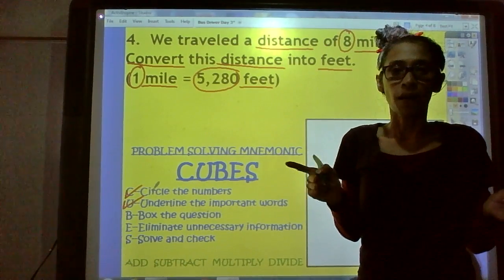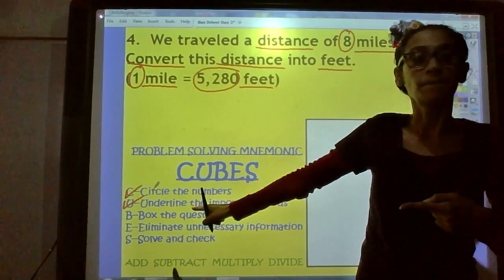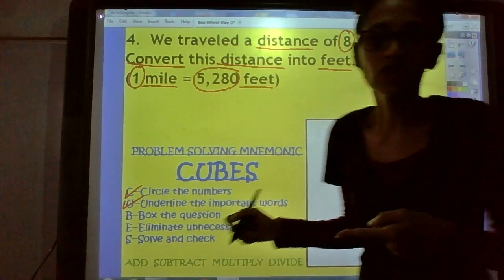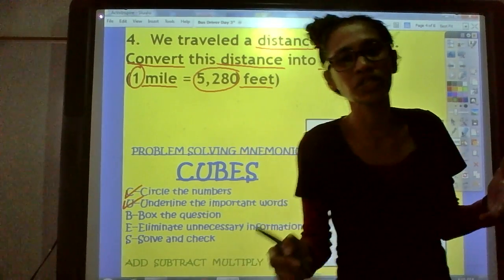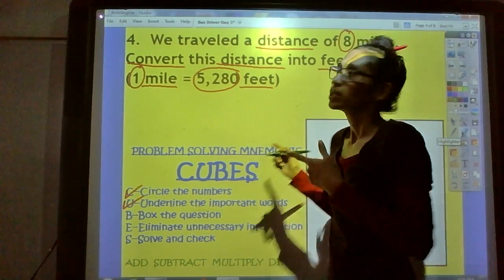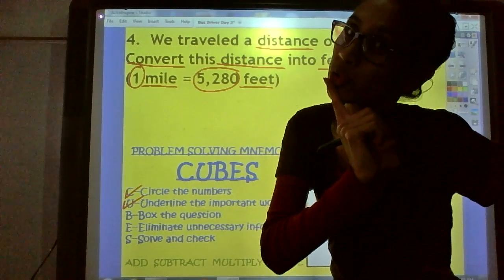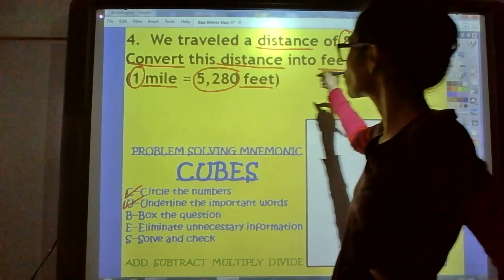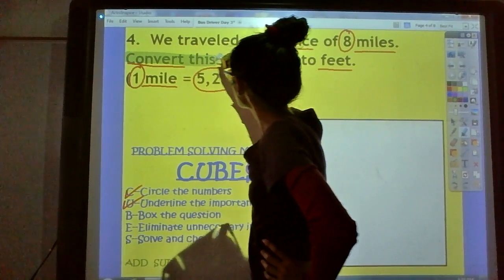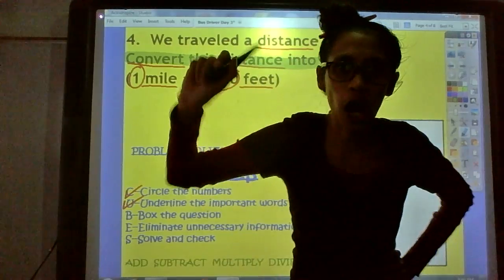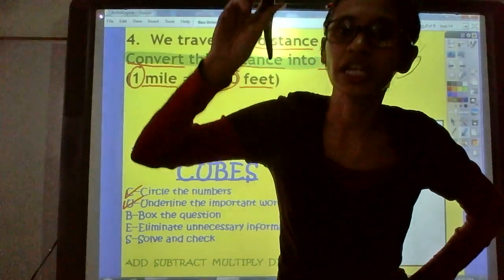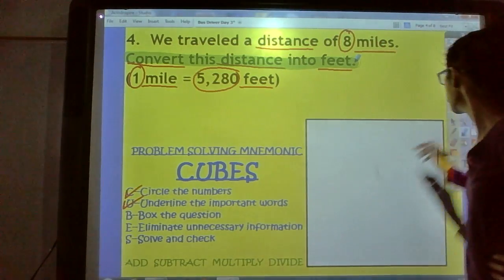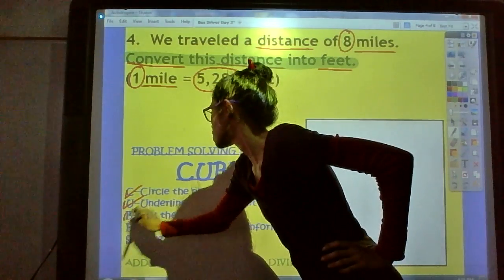The next step is the B step. Read what it says. Box the question. Let us find the question. I don't see a question. There's no question. But you know what? It tells us what we need to do. What do we need to do? It's right there. It says, convert this distance into feet. Bam. That's not a question, but it's a statement that gives you what you need to do. So we're going to highlight or circle or box that. We're done with that step.